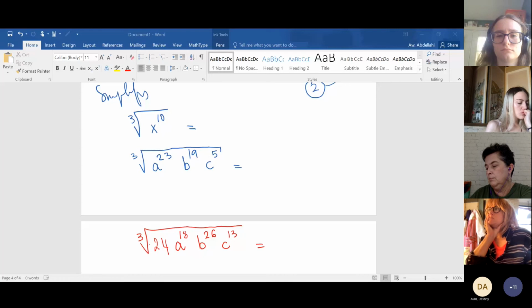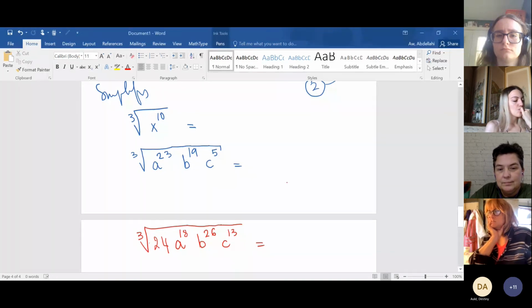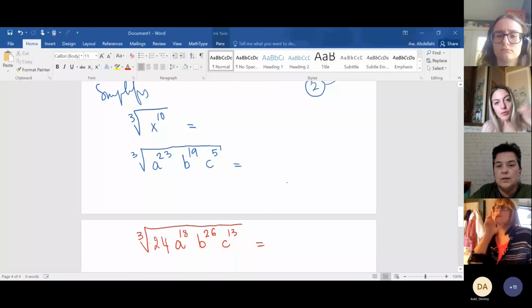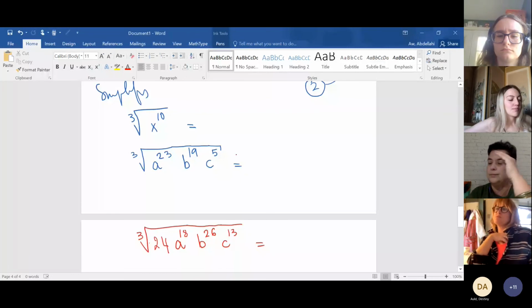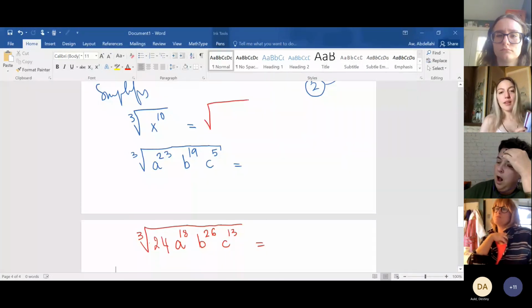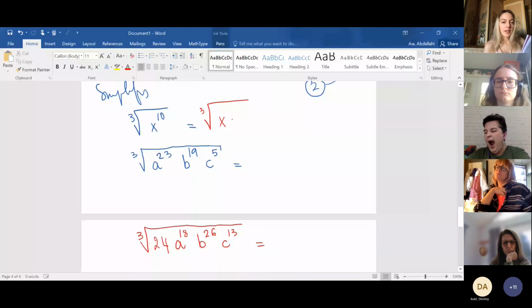All right, so what do you think? I think it's been 5 minutes. The first one, how are you going to break down the power 10, if you want to simplify this? You would do 5 and 2, or x to the 5th and x to the 2nd?